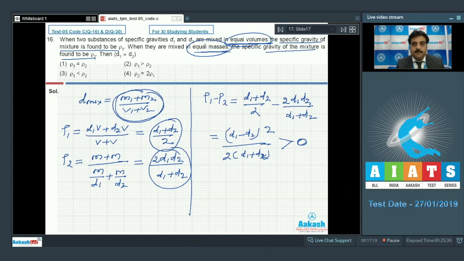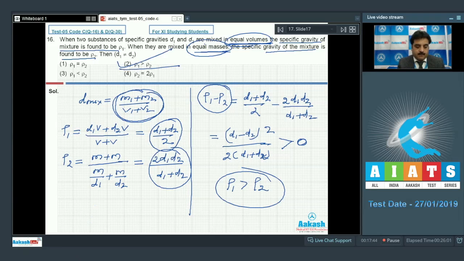By this expression I can say this is a value greater than 0. So what will be the indication? If this is greater than 0, it means it is not negative. Means you are taking ρ1 minus ρ2 and you are finding a positive value. So the meaning of that is ρ1 is greater than ρ2, because that is possible only if ρ1 is greater than ρ2. So I can say my option number 2 will be the right choice. Let's move on to question number 17.